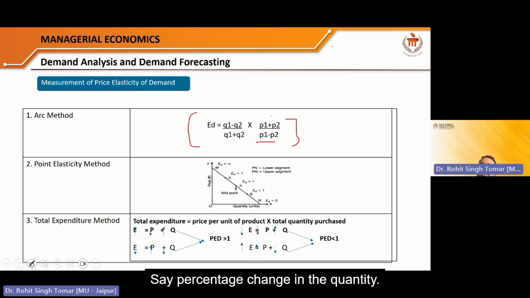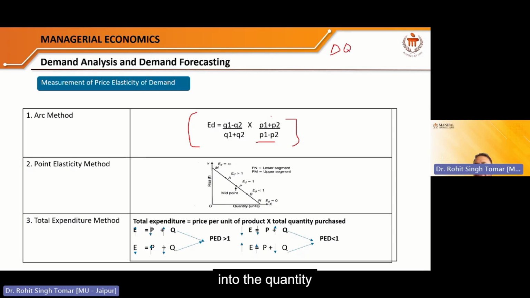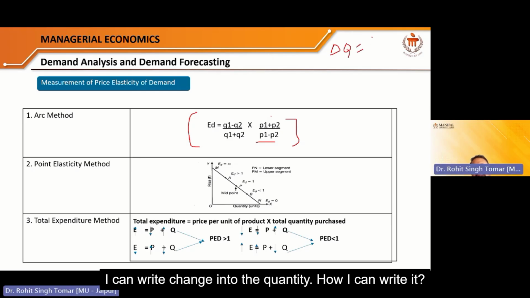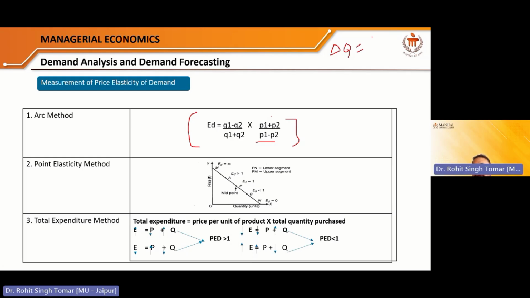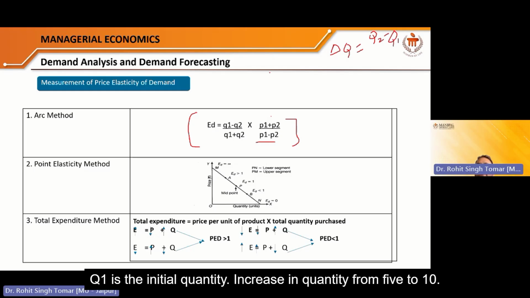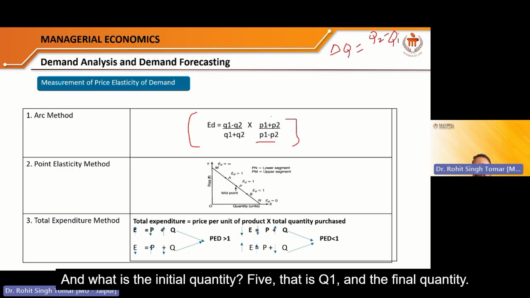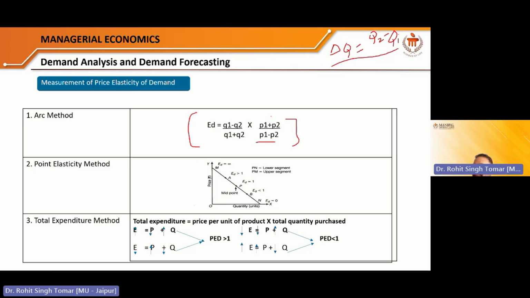Say percentage change in the quantity. So change in the quantity, I can write like this. Change in the quantity is Q2 minus Q1. What is Q2? Q2 is the final quantity and Q1 is the initial quantity. Say the quantity increases from 5 to 10. So 5 is the initial quantity, that is Q1, and 10 is the final quantity. So this is the change, right?